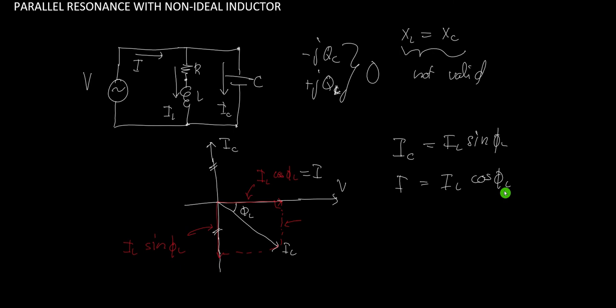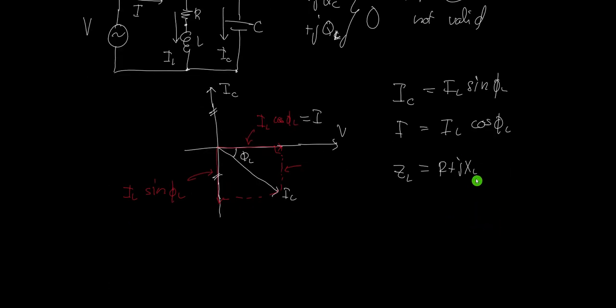Then remember, this phi here is the angle in the RL branch. So we can call the impedance here ZL, and this is just equal to R plus jXL. If we plot this impedance with the impedance diagram, this is our R, this is our XL, and this is our ZL. And the angle here will be phi L, because this is our ZL impedance triangle. So from here, we can determine what is sine of phi L.